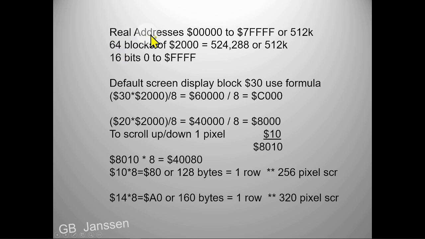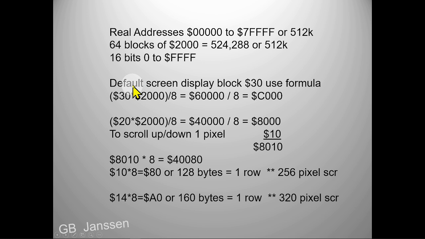Real address in a 512K computer is 00 to hex 7FFFF or 512K. It's divided up in 64 blocks of 2,000 hex each, or 524K. We can address only with 16 bits, or 0 to FFFF, and as you can see, we cannot address that. That's why we got the MMU to tell it what blocks we want to look at in all these 64 blocks. Which 8 do we want to have at any one time to look at?